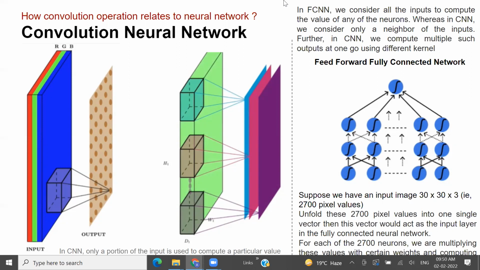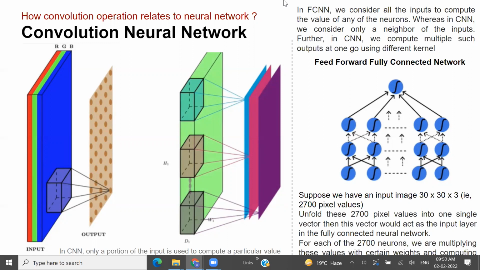On your screen, you see there is a distinction between how things go in a feed forward fully connected network, that is on the right hand side, and on the left hand side how things go in case of CNN. In a feed forward fully connected network, we consider all the inputs to compute the value of a neuron. Whereas in case of CNN, we consider only neighborhood points of the input. Further, in CNN, we compute multiple such outputs in one go using different kernels. Any doubt on this statement?